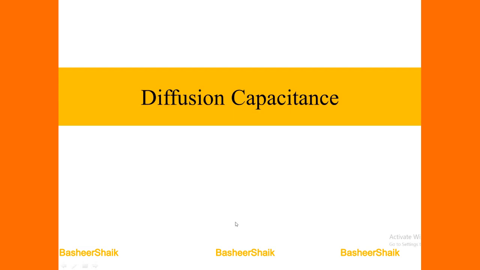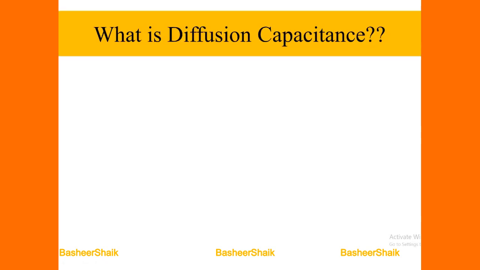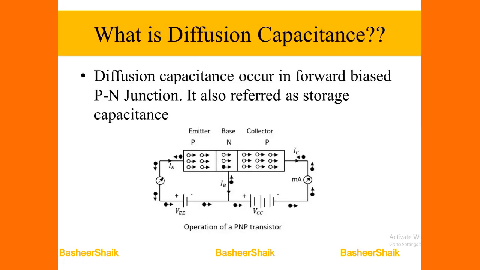In this video, we are going to discuss diffusion capacitance in a transistor. Before getting into the concept, we should know what diffusion capacitance actually means. Diffusion capacitance occurs at a forward-biased p-n junction diode, and it is also named storage capacitance.